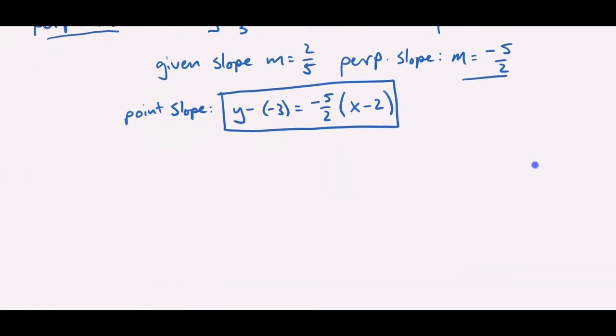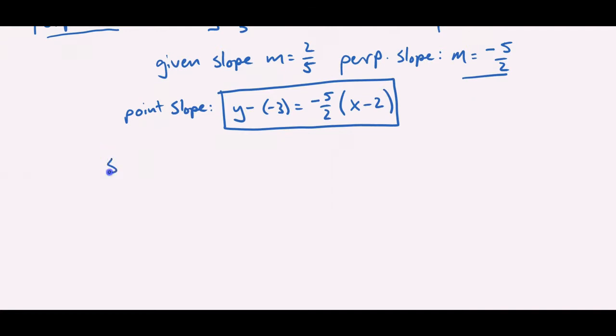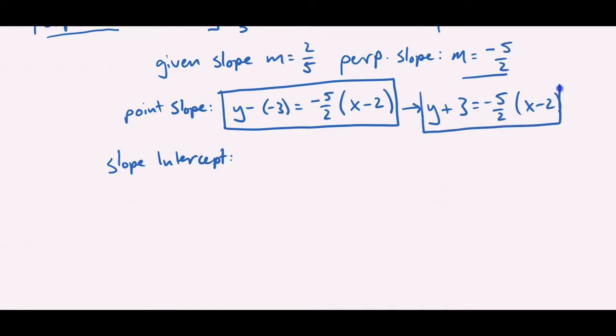Let's go ahead and change it to the other forms. I want to go to slope-intercept. What I don't want is that parentheses, and so we can clean that up. Oh, I forgot to mention, in that point-slope formula, we could have cleaned it up just slightly. Y minus a negative 3, we could rewrite that as y plus 3 is equal to negative 5/2 times x minus 2. All right, let's go ahead with that one. I do not want that parentheses.